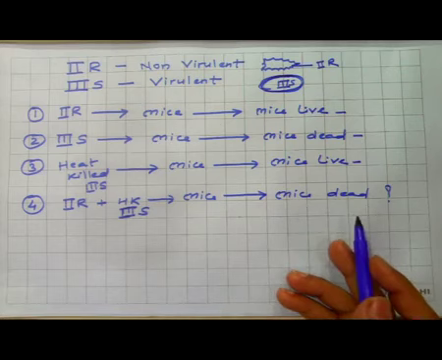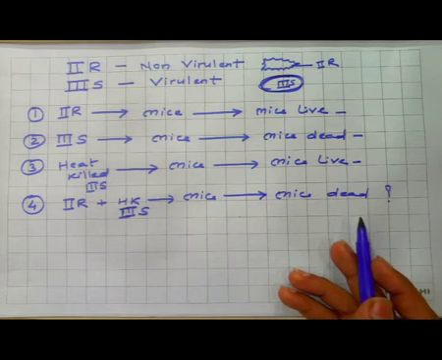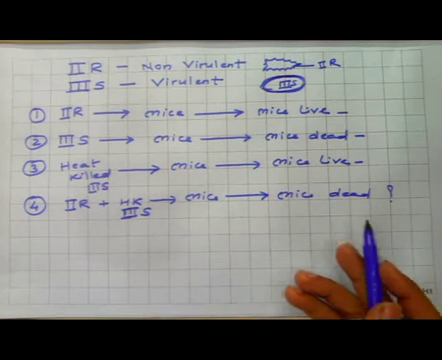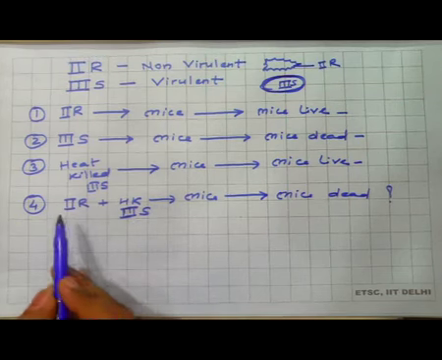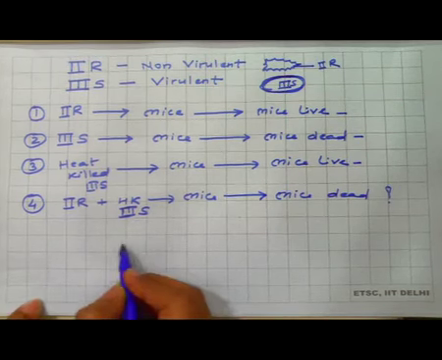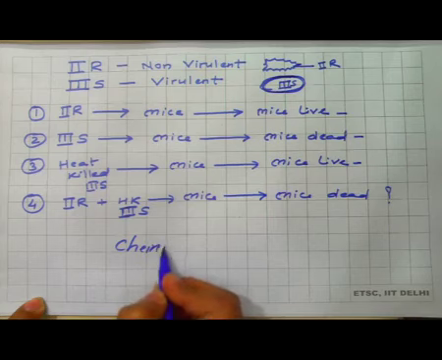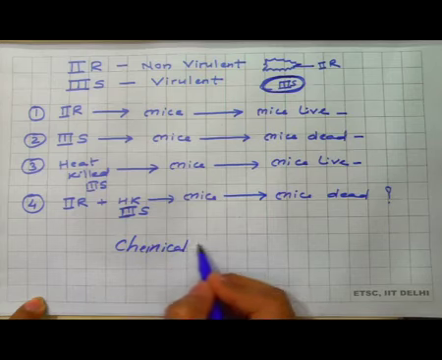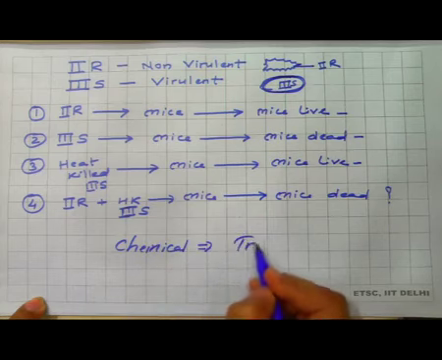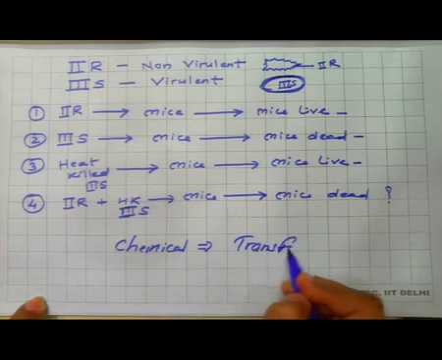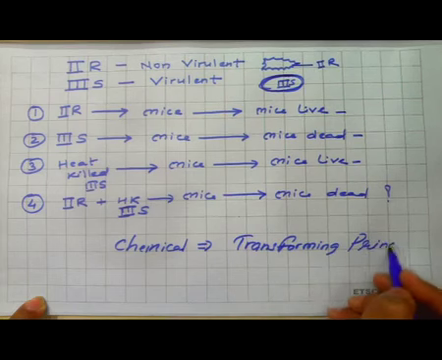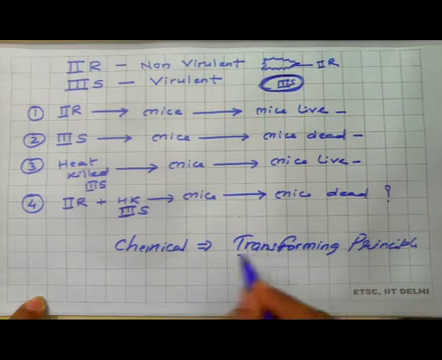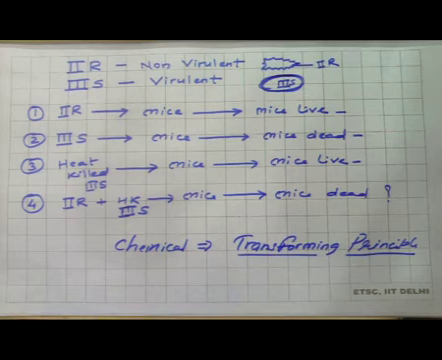Griffith was not able to find out which chemical was actually transferred from the heat-killed 3S to 2R. So, he called that chemical which transferred from 3S to 2R the transforming principle. The chemical nature was not explained by Griffith.